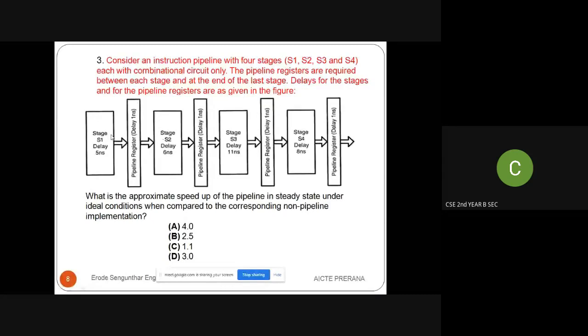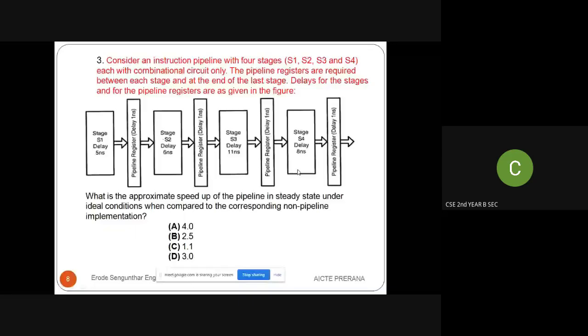Stage 1 with 5 nanoseconds delay. Stage 2 with 6 nanoseconds delay. So stage 3 with 11 nanoseconds delay. Stage 4 with 8 nanoseconds delay. So for processing it takes 5, 6, 11 and 8 nanoseconds. So that is considered as delay.